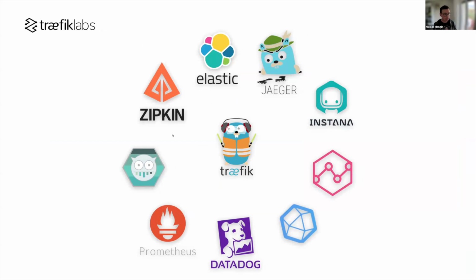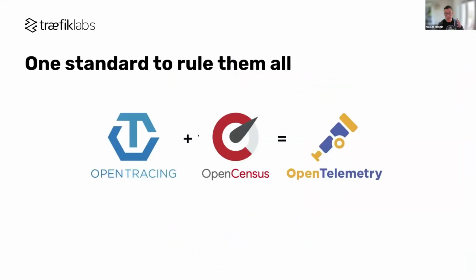So in Traefik V2, we have brought support for many vendors because there are a lot of vendors for monitoring. And this is a difficulty because they are all different. For this reason, it has been decided to create a standard, and it's where OpenTelemetry comes in. OpenTelemetry is an open source project, a CNCF project. It's a merge between OpenTracing, which is a standard for everything around tracing, and OpenCensus, which is a standard for both tracing and metrics.